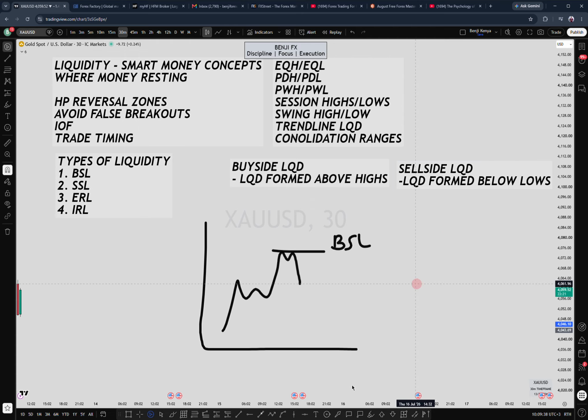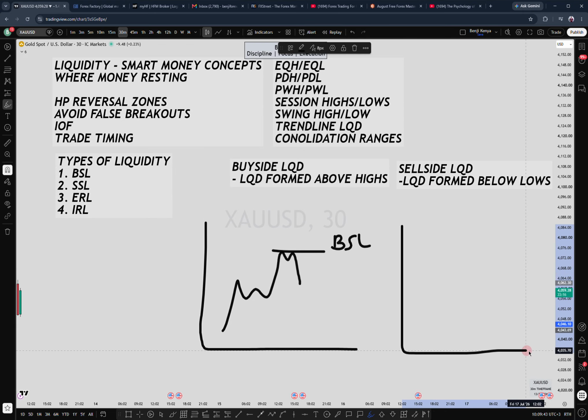A good example, so that you guys can understand: the market probably was selling, so it creates equal lows like this one. This is what is usually termed sell side liquidity. Probably equal lows, previous lows, swing lows, and also trend line support. Smart money often sweeps these lows before buying. So the market will always come, take this low, then start buying.